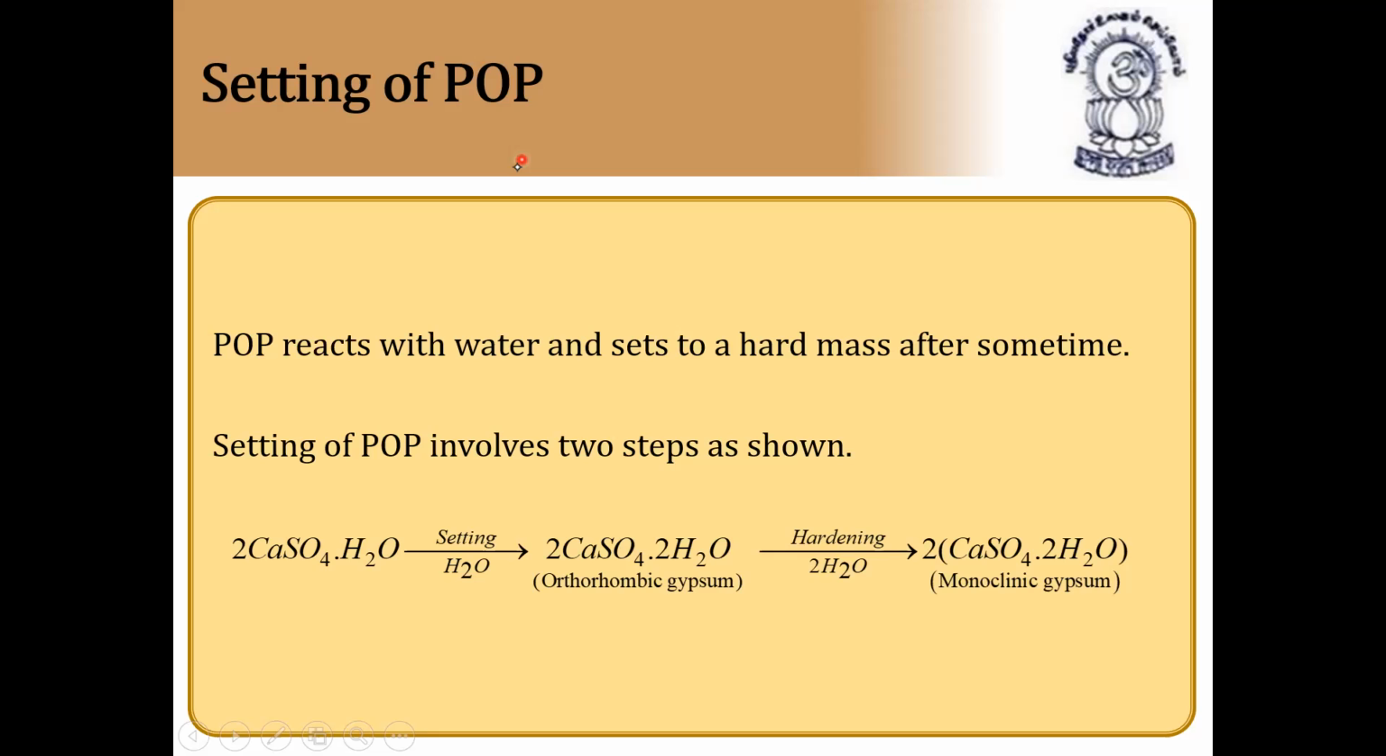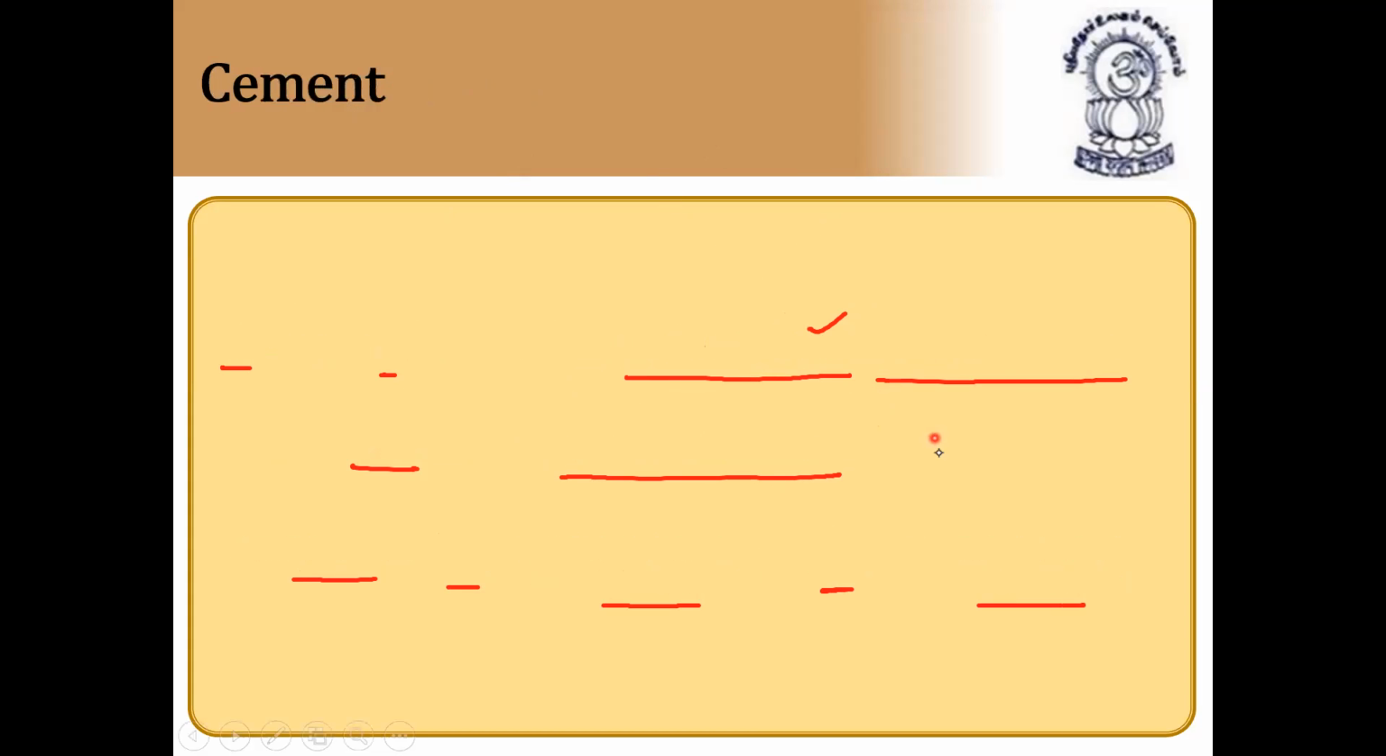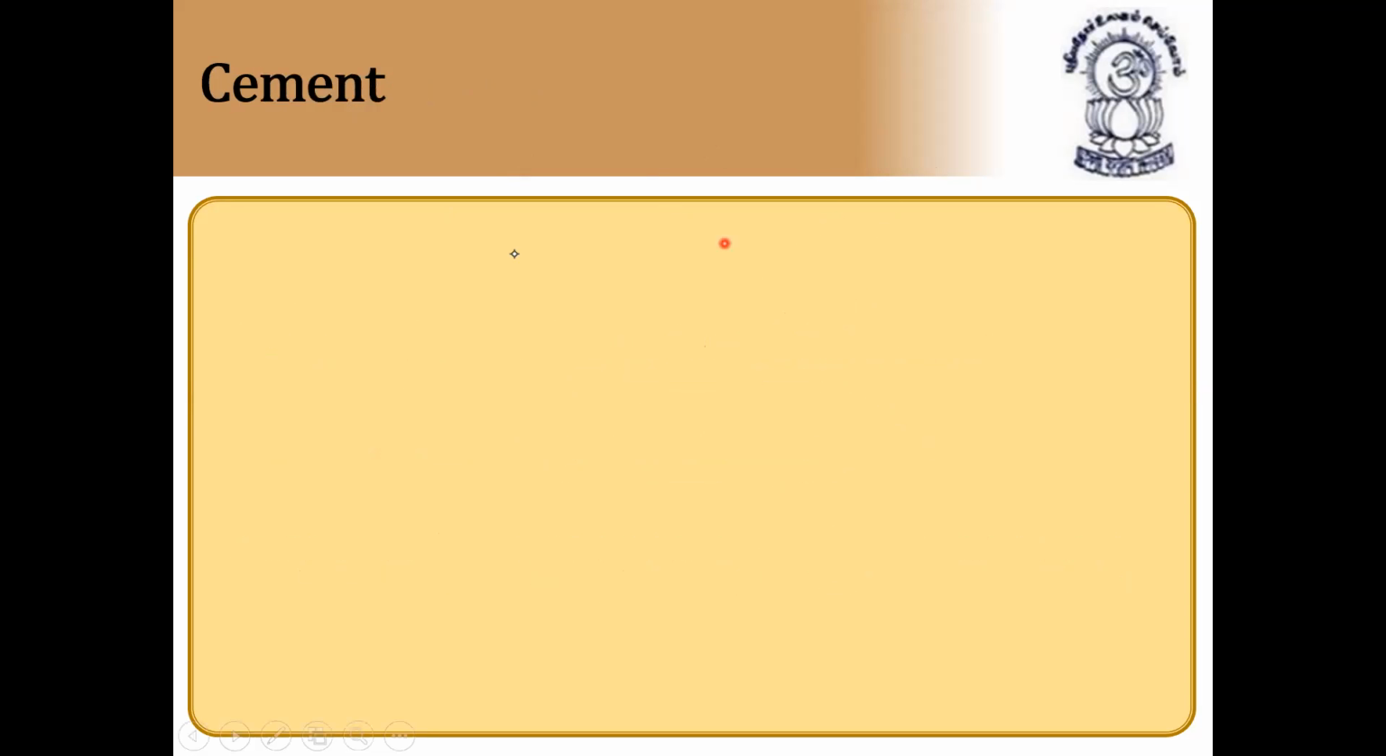POP. This is called plaster of Paris. It reacts with water and sets to a hard mass after some time. Setting of plaster of Paris involves two steps as shown. First, gypsum is heated. Along with water, it forms orthorhombic gypsum, and hardening by the removal of water molecules, it forms monoclinic gypsum. So this hard mass is nothing but plaster of Paris. You can see here in the figure, this hard mass is nothing but strengthening.